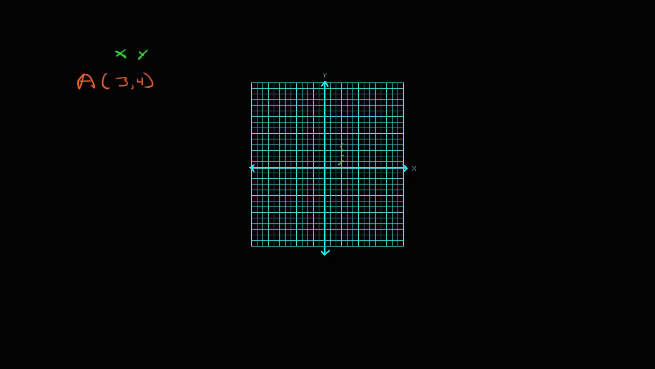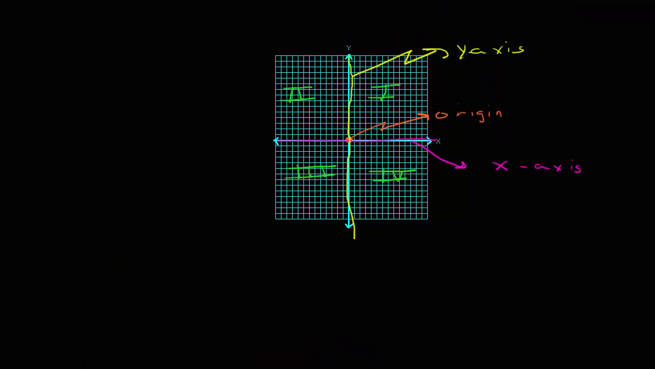So this point right here, right there, that is the point A, which is the coordinates 3, 4. Now that point is also in quadrant 1. Remembering from our previous drawing, our point is over here at 3, 4. That puts our point in quadrant 1.